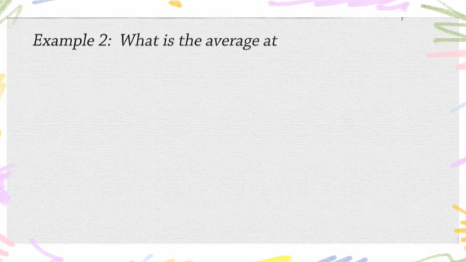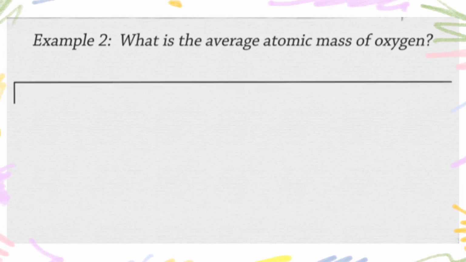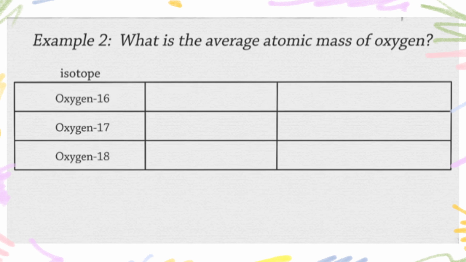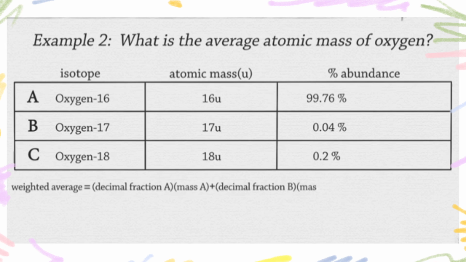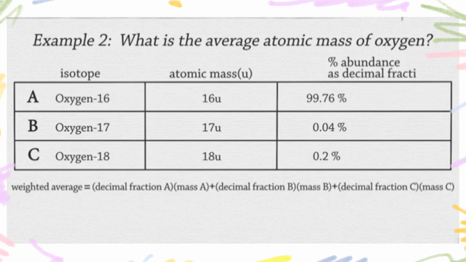Let's do one more example. What is the average atomic mass of oxygen? Here's a table of the isotopes of oxygen with their masses and their natural percent abundances. The weighted average of the three isotopes, let's call them A, B, and C, will be decimal fraction A times mass A plus decimal fraction B times mass B plus decimal fraction C times mass C. Convert the percentages to decimal fractions by dividing by 100%.